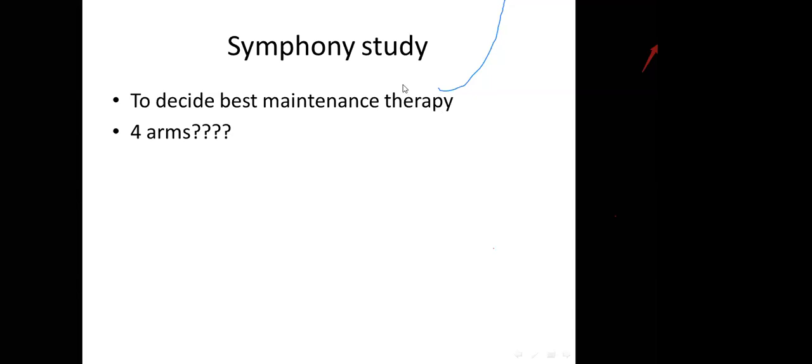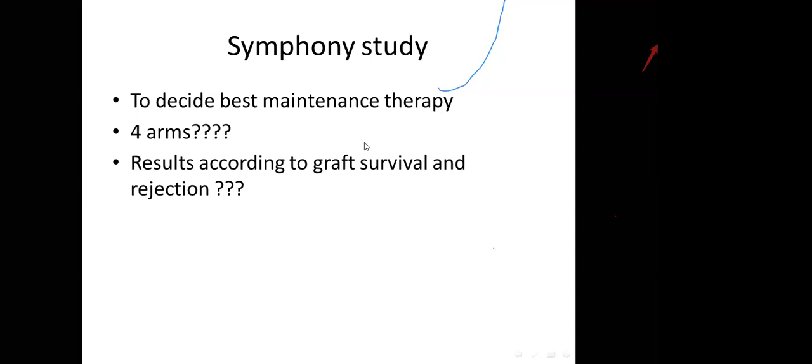What do you think the result of this study? The result of this study, according to the graft survival and rejection, the best result was in the arm of induction and tacrolimus low dose. The rejection was around 15%, just 15% rejection in the arm who received non-depleting induction by daclizumab and small dose tacrolimus.